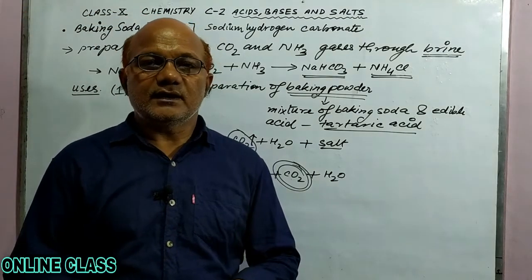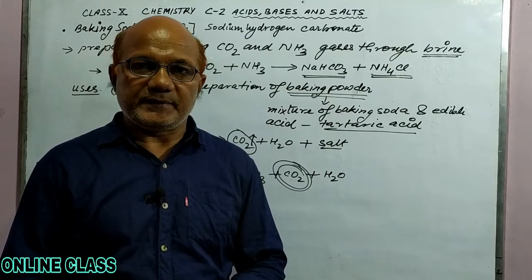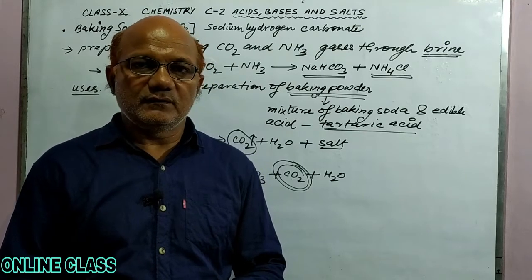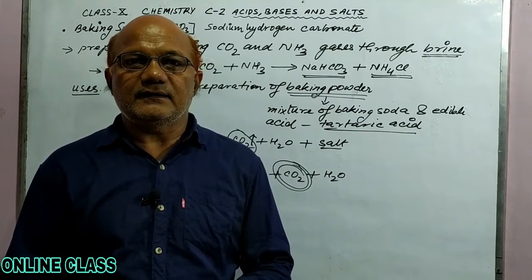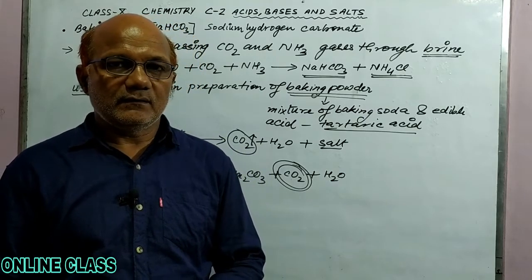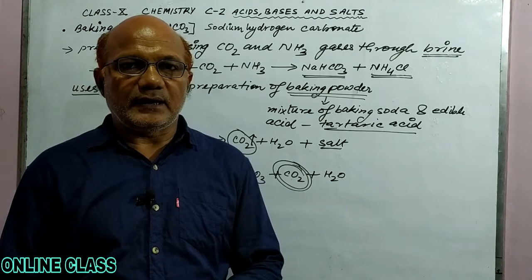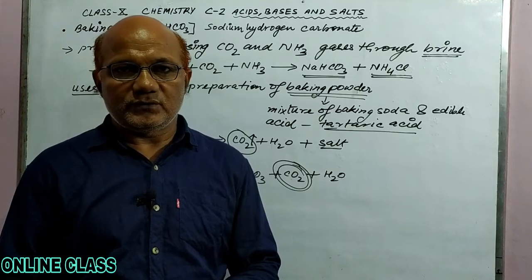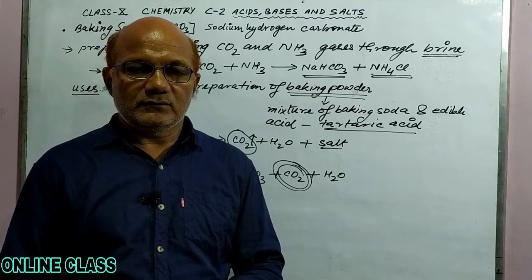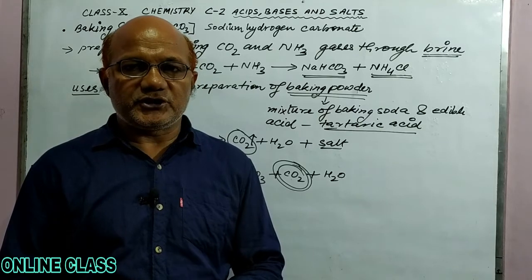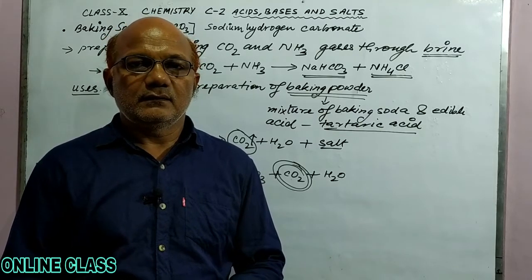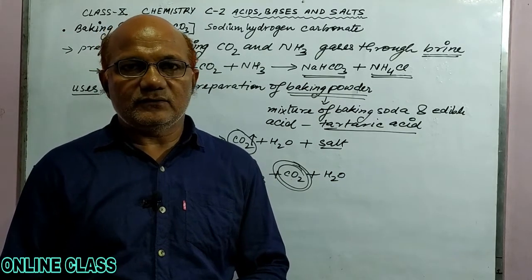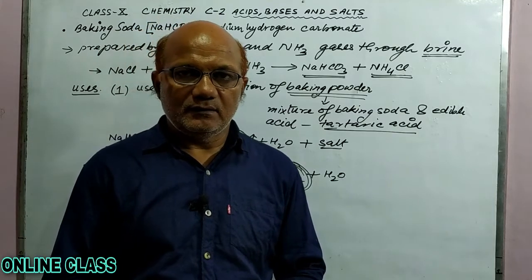Now, you can see how baking powder is prepared from baking soda. When baking soda is mixed with some edible acid like tartaric acid, then it reacts with the hydrogen from that acid and carbon dioxide gas is produced. Okay. So, when this mixture is heated, carbon dioxide gas is produced, which makes the bread soft and spongy. Okay. You can note like this.